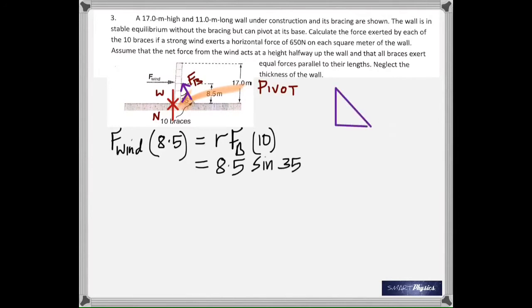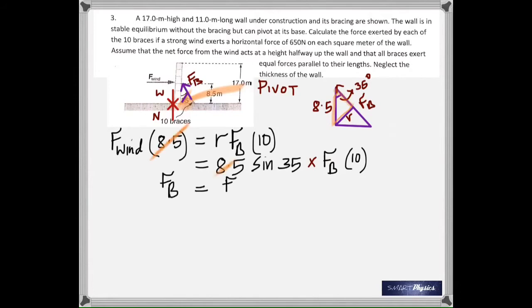It is 8.5 sine 35, because this angle is 35, and the distance r is what we're looking for clearly in this right angle triangle that you see here. This is the opposite side. Therefore, sine 35 is opposite side divided by 8.5. And that is why the side is 8.5 times sine 35. Okay, times FB times 10.